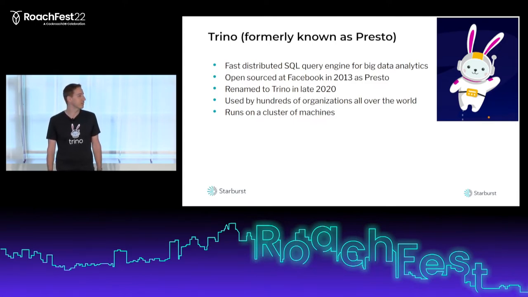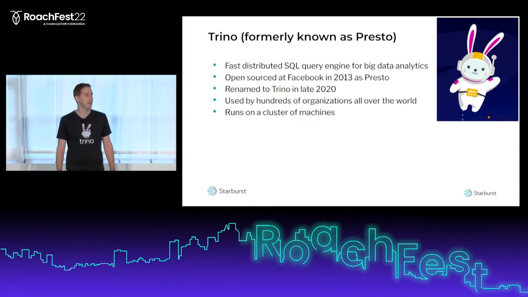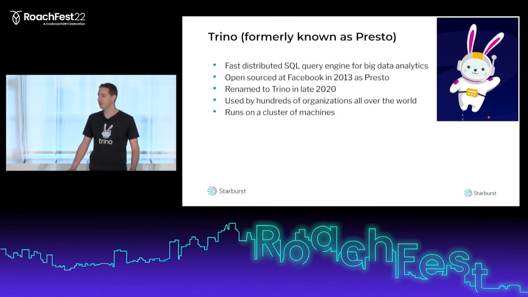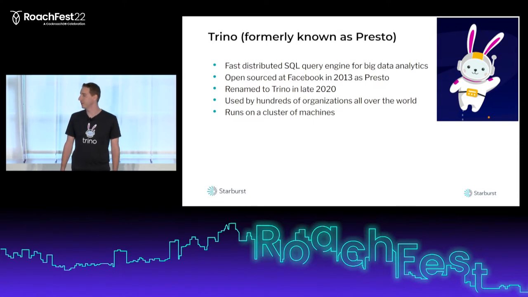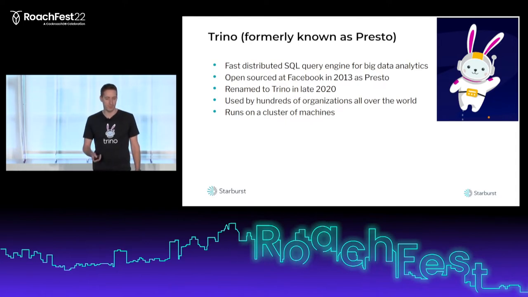Importantly, Trino runs on a cluster of machines, similar to Cockroach. Because Trino's typically accessing massive data volumes, it needs to run close to where the data lives, because you don't want to be pulling terabytes or petabytes of data over the network, because your network people will get upset or you'll get a huge bill from your cloud provider. And we'll see why that's important when it comes to our usage of Cockroach.